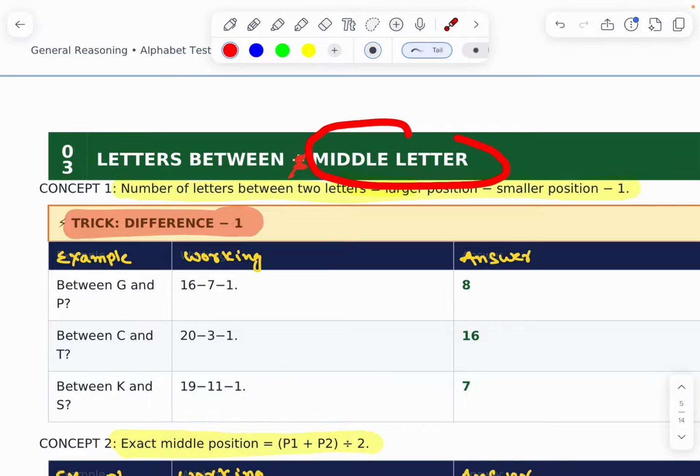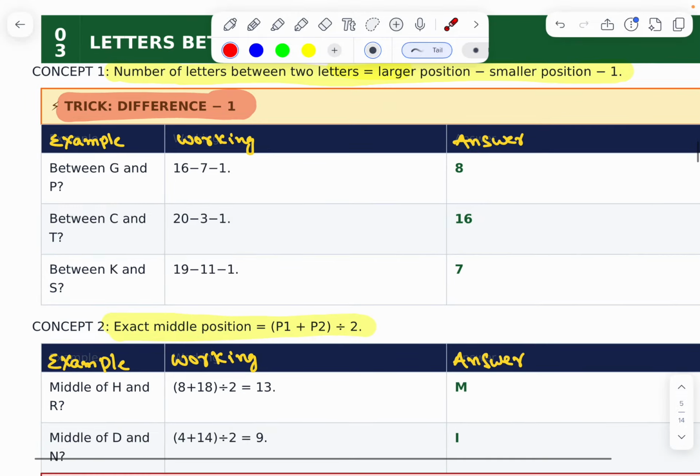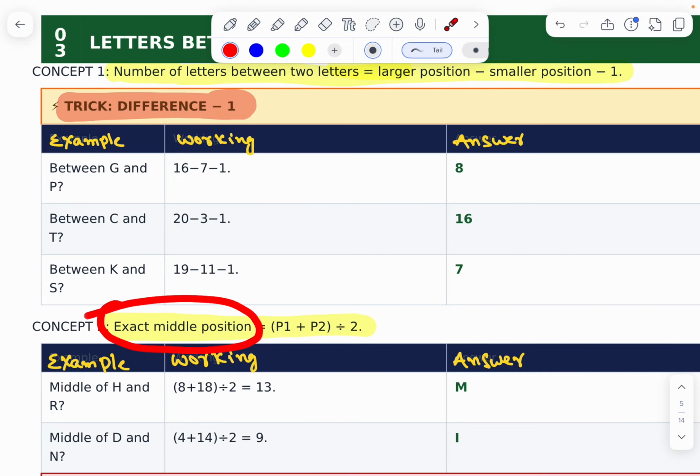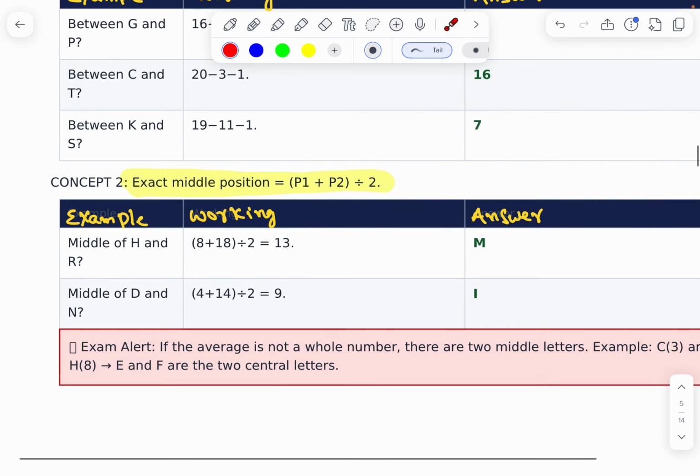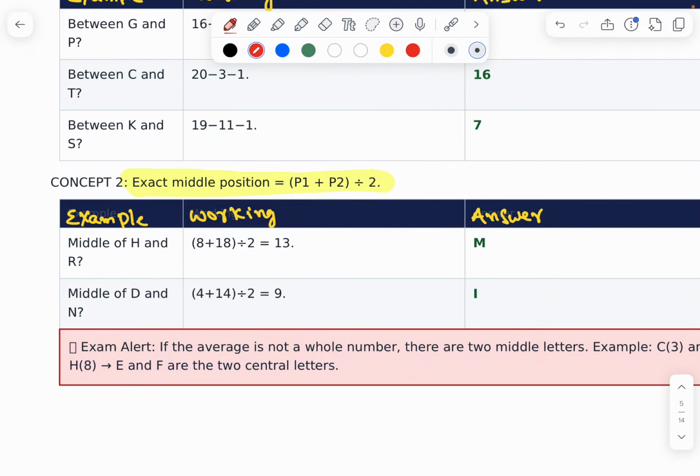Next, side heading: middle letter. Next technique, middle letter. What is the exact middle position? The formula is (P1 plus P2) by 2. Simple. Don't memorize these formulas; I am giving a simple technique. What is the middle of H and R? First of all, write the value of H. H is equal to 8 and R is equal to 18.